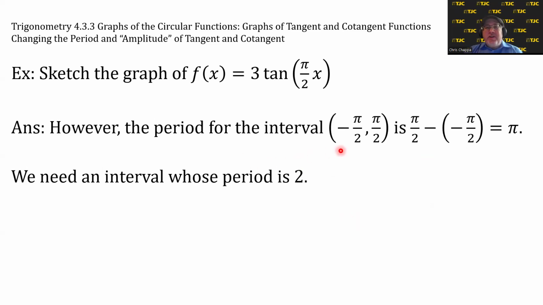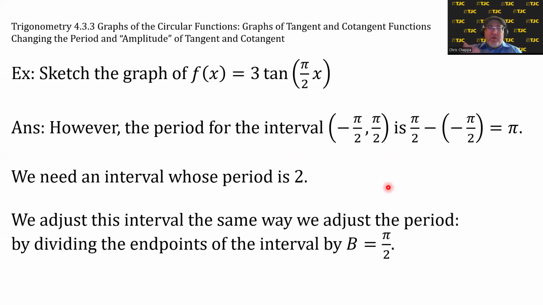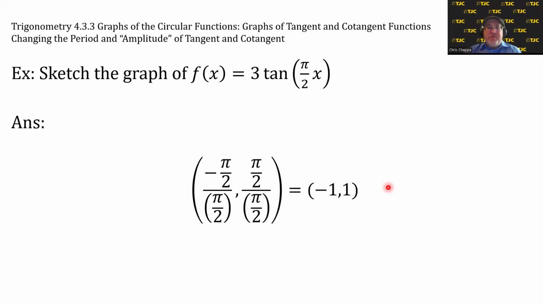However, the period for the interval, negative pi over 2 to pi over 2, is pi. We need an interval whose period is 2. We adjust this interval the same way we adjust the period, by dividing the endpoints of the interval by b, which in this case is pi over 2. So just as we adjust the period, we similarly adjust the original interval negative pi over 2 comma pi over 2 by dividing both of its endpoints by pi over 2, or whatever b is.